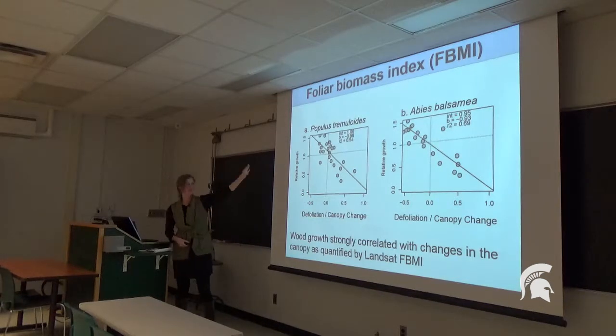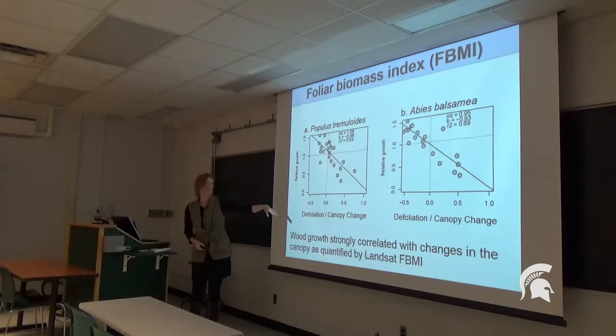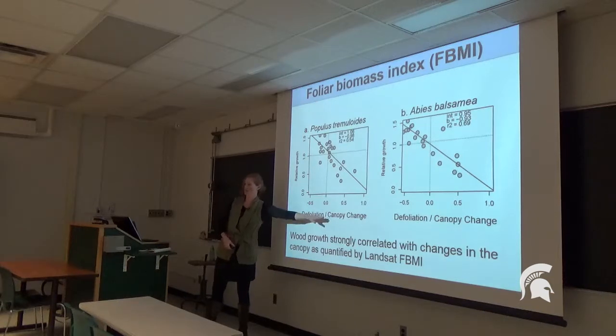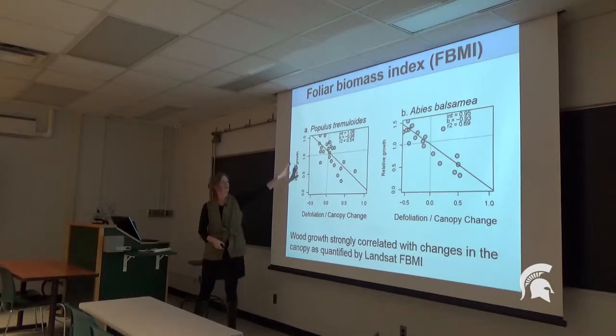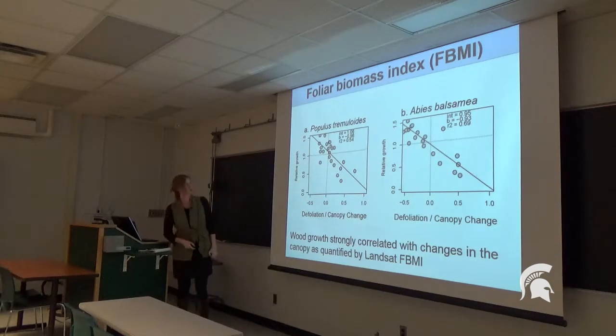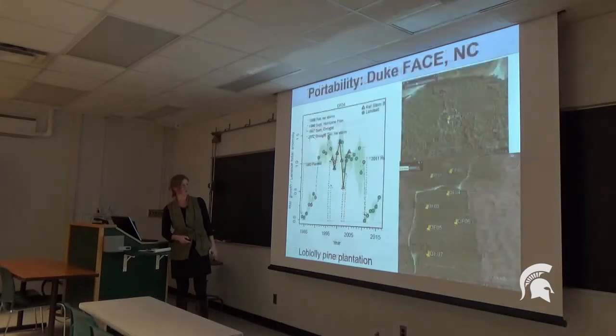And if we plot these against each other, the x-axis shows the Landsat defoliation and the y-axis relative growth. This is what the data looks like for those two plots. So, a pretty nice relationship overall.